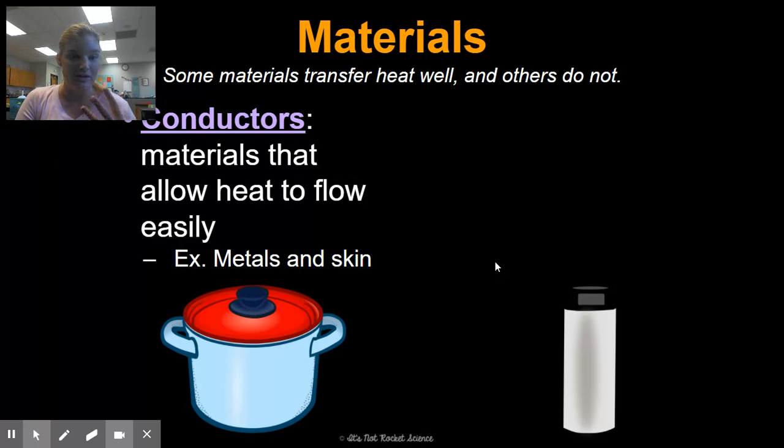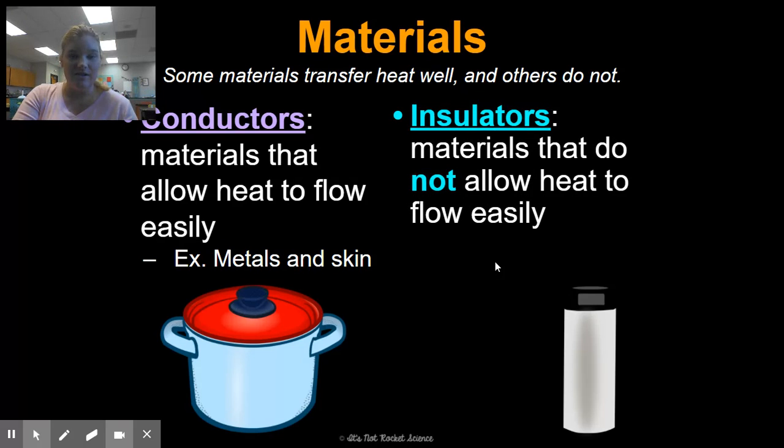So obviously metal gets really hot when you put it over a fire or you touch it to something really hot. And then also your skin. Skin is a really great conductor, and that's actually how we can keep ourselves so warm all the time. And then insulators don't let heat flow easily.